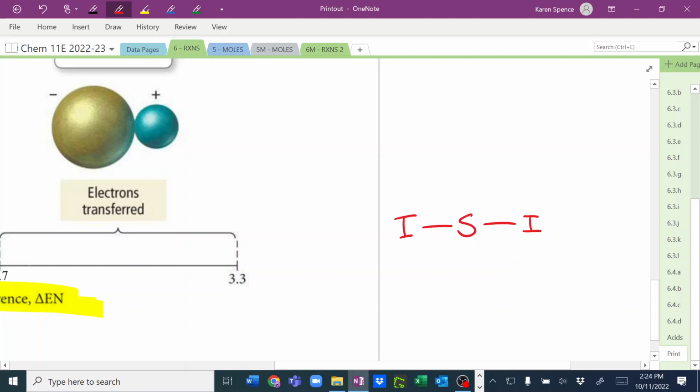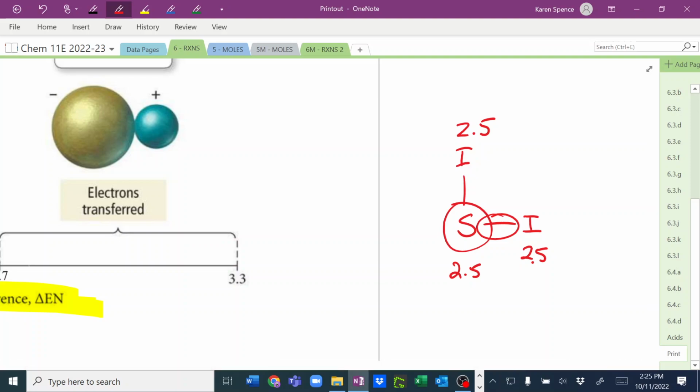Oh, if it's like this, okay. Say it was like that. I don't think this is actually a compound, but let's pretend. This guy pulls with a strength of 2.5, and this guy pulls with a strength of 2.5. So these electrons will be equally shared between them. So there's no positive end, there's no negative end. Same thing happens here. So this molecule altogether is nonpolar because none of the bonds have a dipole.